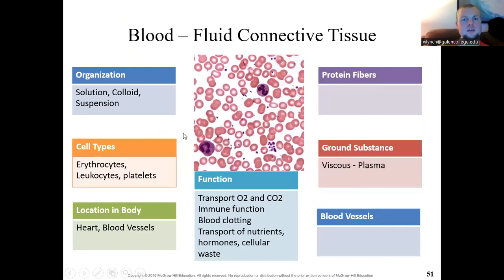All right, and finally we have blood, which is the fluid connective tissue. Again, here we have the formed elements of the blood, which are the red blood cells, white blood cells, and platelets, known as the erythrocytes, leukocytes, and platelets. So it's organized in a solution in terms of the fluid. The red blood cells, white blood cells, and platelets are going to be sitting in the fluid as a suspension. So they're going to be suspended within the plasma of the blood.